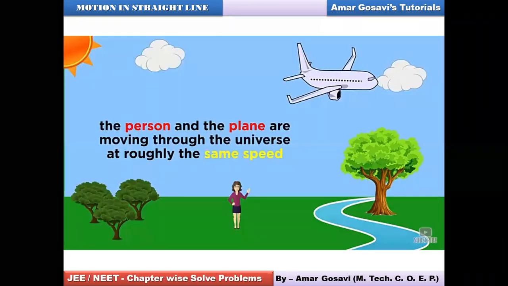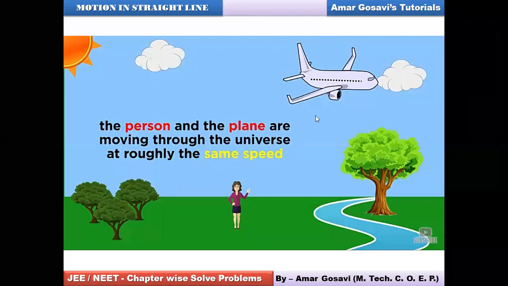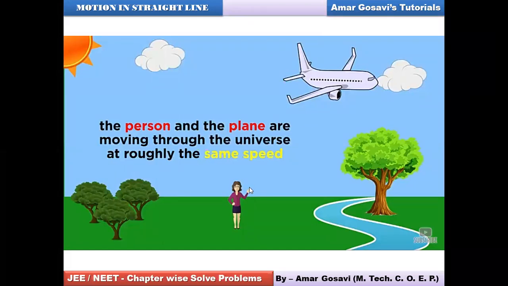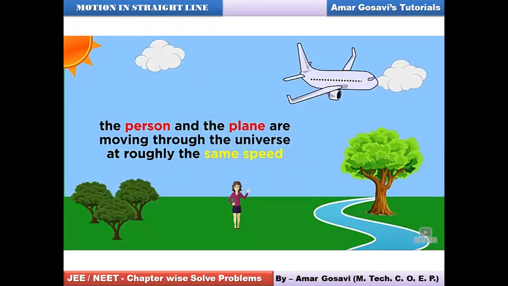So here in this picture, you can see the person and the plane are moving through the universe at roughly the same speed. What I mean to say is somebody is watching these two motions, the person and the plane, from the moon or Mars. For the person on Mars, the speed of the observer over here and the plane is the same. But for the observer on the Earth, the plane is moving with considerably larger speed. That's what I mean to say over here. Please make a note of this slide. Again, a self-explanatory slide. Please give me the feedback. If you are done with it, we will move ahead.